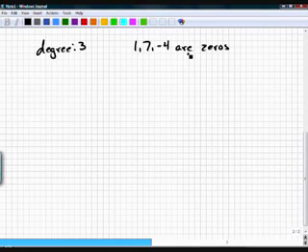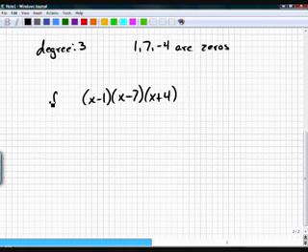So if these are our zeros, can you tell me what our factors are? x minus 1, x minus 7, x plus 4. There's your function. f of x equals (x minus 1) times (x minus 7) times (x plus 4). That's just one of the many answers. Could I put f of x equals 3 times that? Would that also have the same zeros and satisfy degree 3?